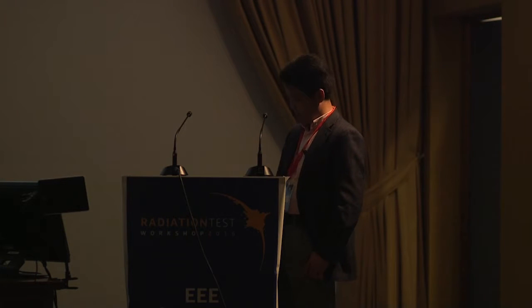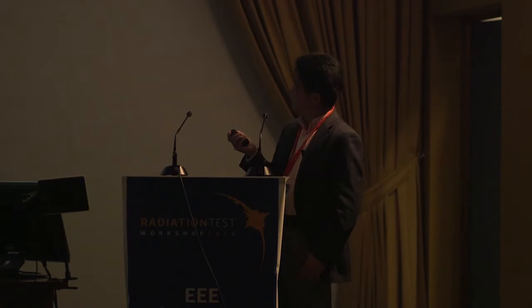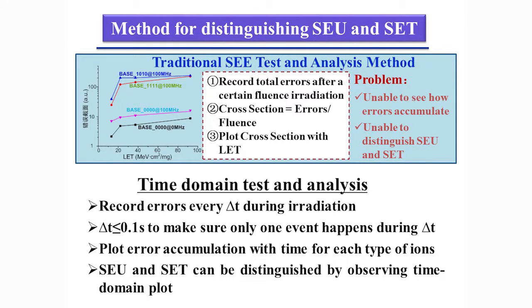So how do we distinguish the SET and the SEU? We should find a method for distinguishing them. We know that for the traditional method, the SEU test records the total error after a certain fluence of irradiation, so the cross section is just the error over the fluence. When we plot the cross section against the LET, we can find which one is the SET and which one is the SEU.